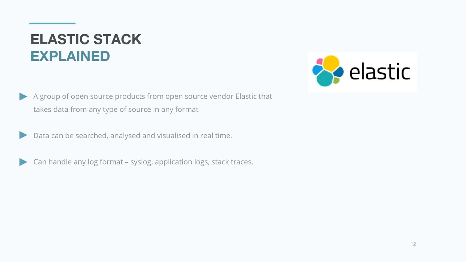It can handle any log format, for example, syslog, application logs, no matter what application. As long as the application can produce a log file, we can use it. We can use stack traces, Windows event logs, you name it. It's highly customizable, letting you be in charge on how you want to see and interact with your information. And Elastic Stack consists of 4 main parts. It's Kibana, Elasticsearch, Logstash, and Beats.